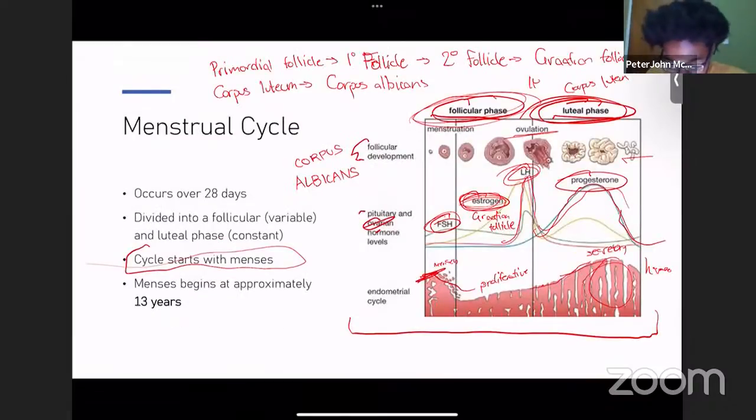So going over it again quickly. You have your FSH. FSH from the pituitary signals the growth of your follicles. You get a dominant follicle, the Graafian follicle, which starts to produce estrogen.